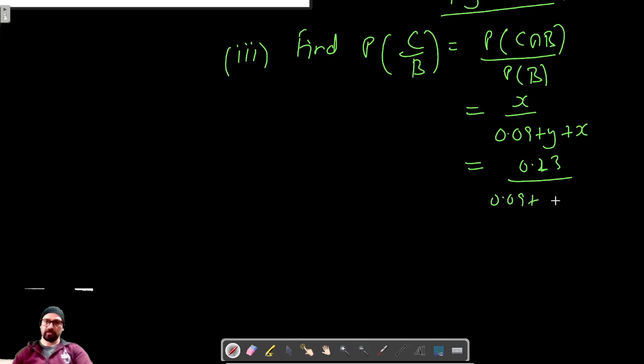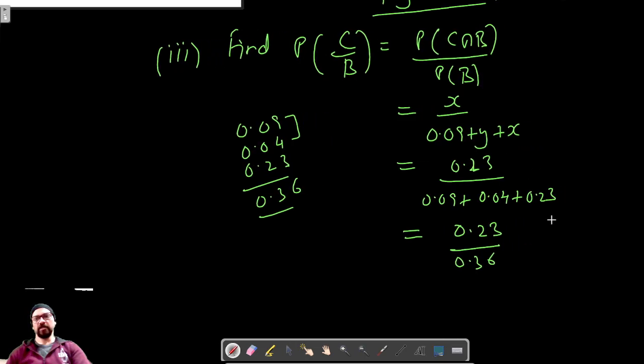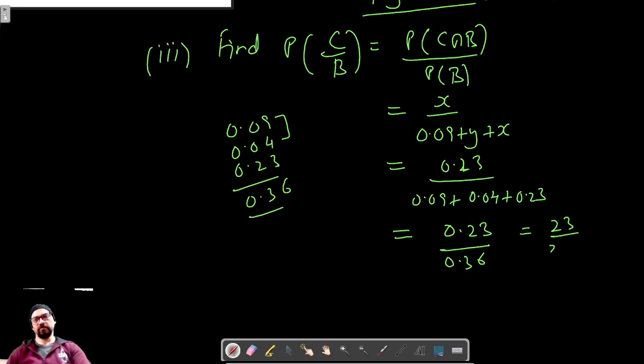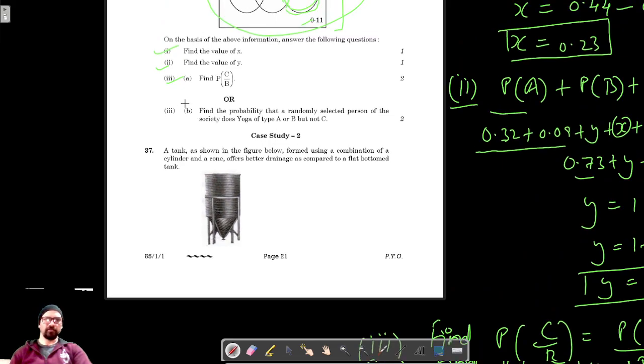Now we have to add 0.09, 0.04, and 0.23, which is 9 plus 4 is 13, and 3 is 16. This is 0.36, which is 0.23 over 0.36, and that is equal to 23 by 36. So this is the probability of C given B. Let's also do the OR part of this.